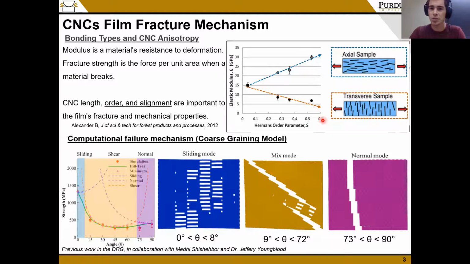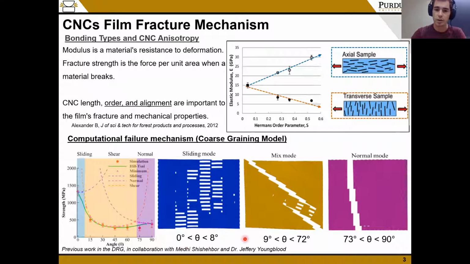And this basically only emerges at higher orders. So it's pretty linear at no order, when all the alignment is random, we see no difference. But as we increase the order, how many are facing the same direction, then we see a big difference in the mechanical properties. And there's been some simulation work done by close friends of our group, Dr. Mehdi Shishabor and Dr. Jeffrey Youngblood, and they simulated cellulose nanocrystal fracture. We see the same thing. Pulling on the films axially, they're stronger, and as we increase the alignment between cellulose nanocrystal and tensile direction, we see the films get weaker.